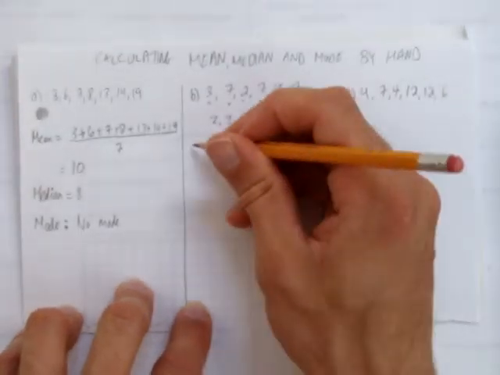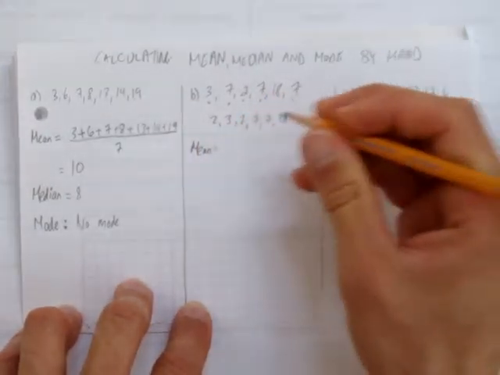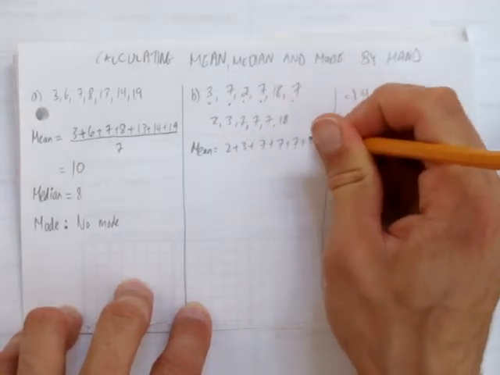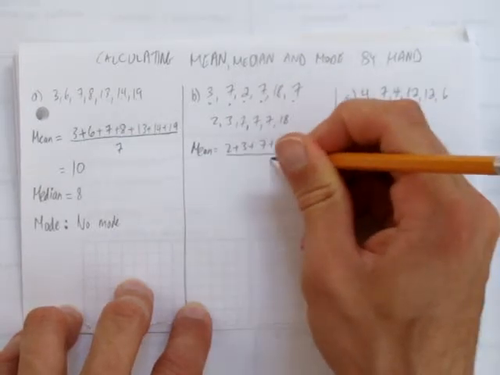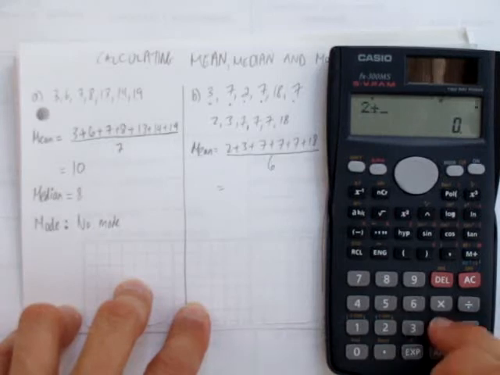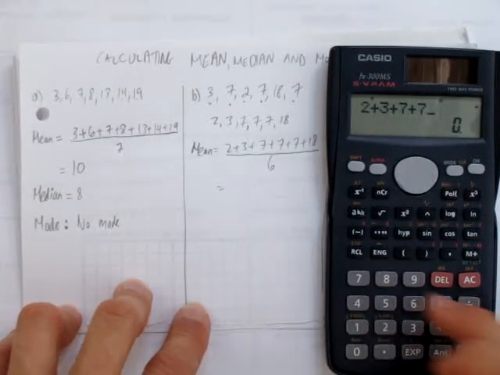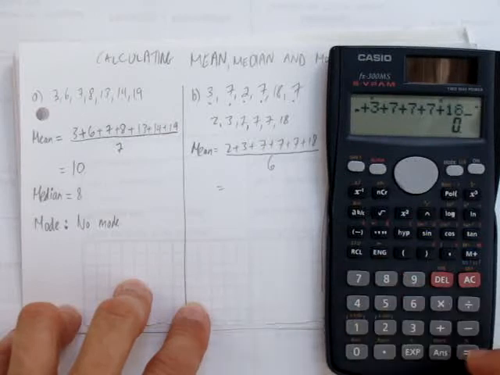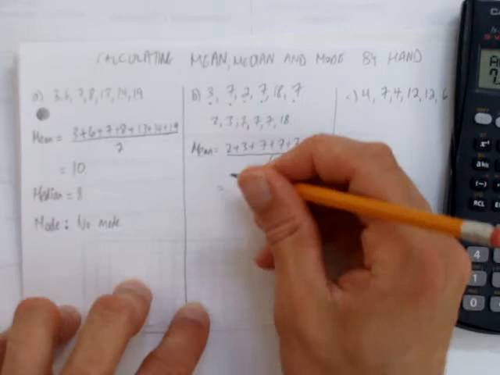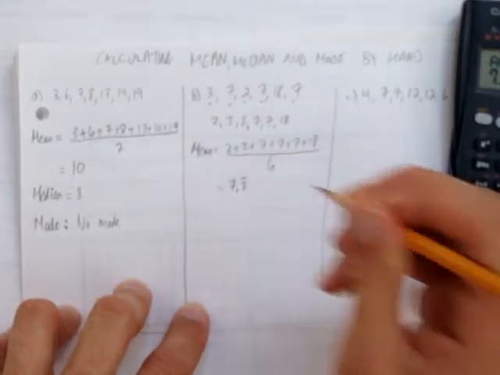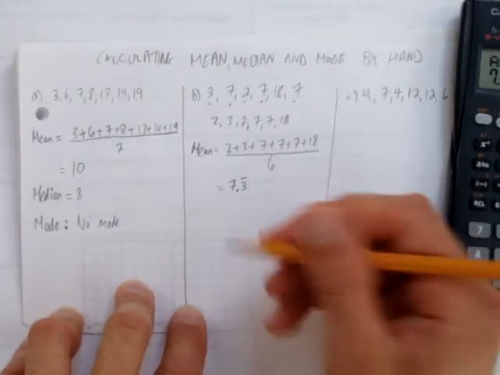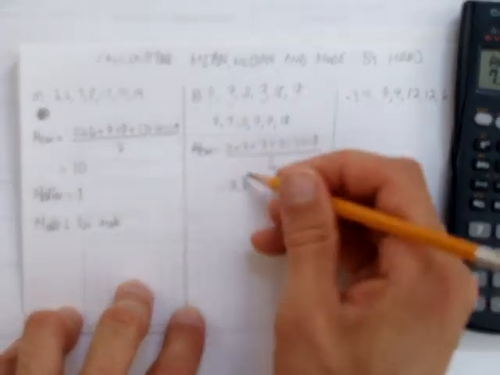Let's see what happens here. First we'll calculate the mean. Just like before, we add up all the numbers, even the repeats, all the numbers, each piece, and divide by however many there are. In this case, there are 6. So let's do 2 plus 3 plus 7 plus 7 plus 7 plus 18 equals, and we get 44. What's 44 divided by 6? 7.333 repeating. So the mean is 7.3 approximately, or I wrote 7.333 repeating. That's your average or your mean.